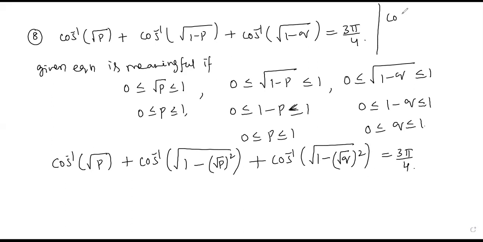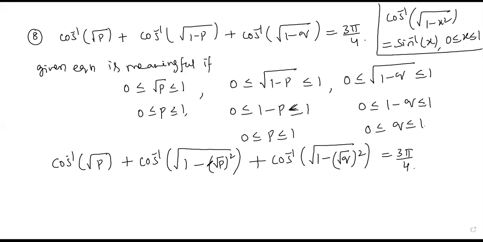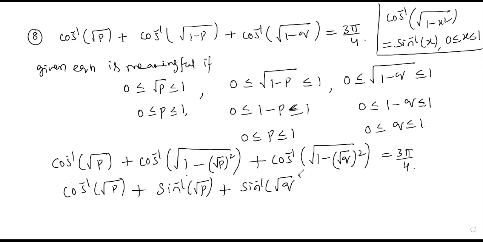So we can write cos inverse x as cos inverse root of 1 minus x square. Cos inverse root of 1 minus x square can be written as sine inverse x when x is positive. Even at 0 also it is valid. So when x is positive, x must lie between what? 0 and 1. Even at 0 also it is valid. So now cos inverse root p as it is, and cos inverse root of 1 minus root p whole square looks like cos inverse root of 1 minus x square. So this can be written as sine inverse of root p plus sine inverse of root q is equal to 3 pi by 4.